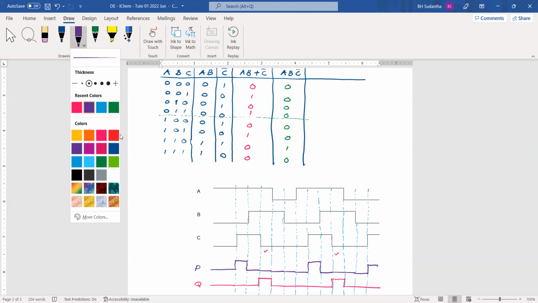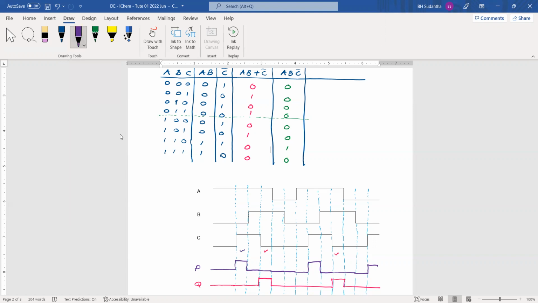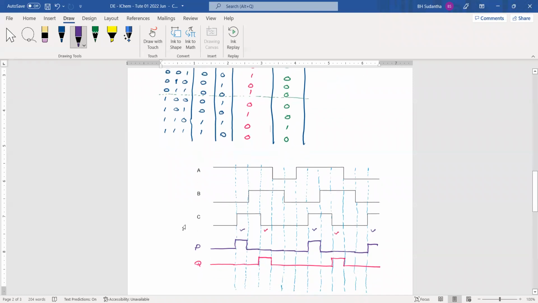The previous cases that here V is 1, because 1, 0, 1 is 1. Here 1, 0, 1, again 1, 0, 1. Here it's 1. This is 0, 0, 1. 0, 0, 1 also 1. Okay.